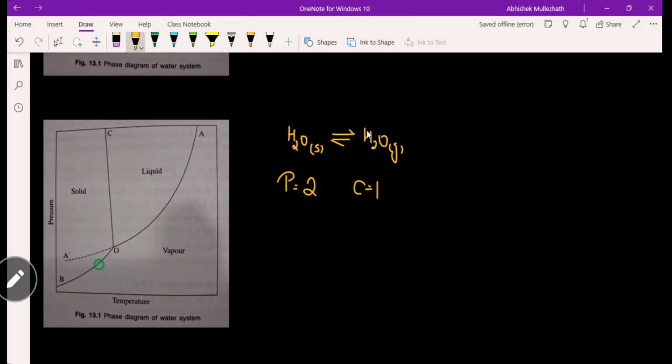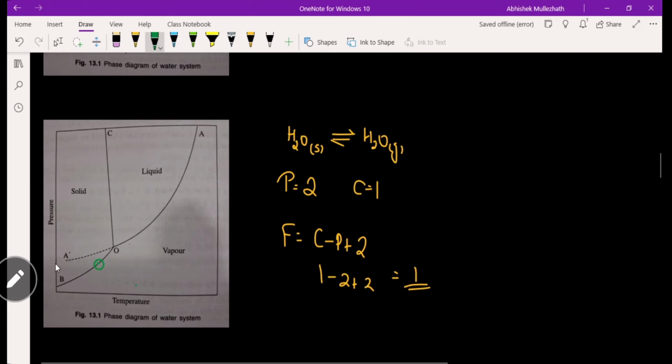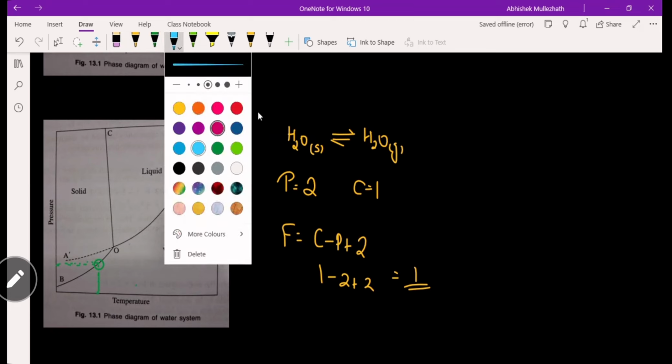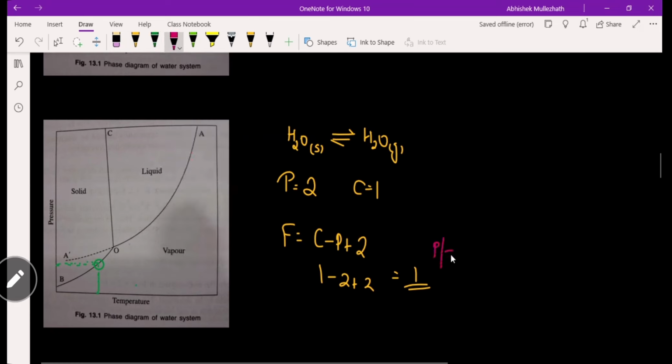Components, definitely 1, because only water is present. Now, to calculate the variance, F is equal to C minus P plus 2. 1 minus 2 plus 2. Again, you are going to get the system as monovariant because the value of F is 1. So here also either pressure or temperature would be required to define the system. You either tell me the pressure and I will tell you where the system is, or you tell me the temperature and I will tell you where the system is. So here also, to define the system, you will require either pressure or temperature. Hence the system is monovariant.